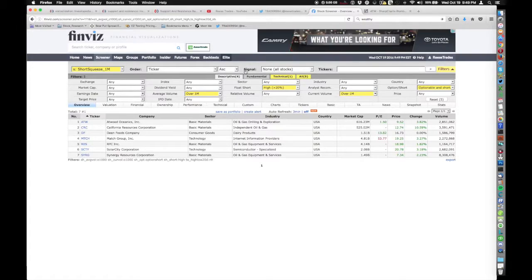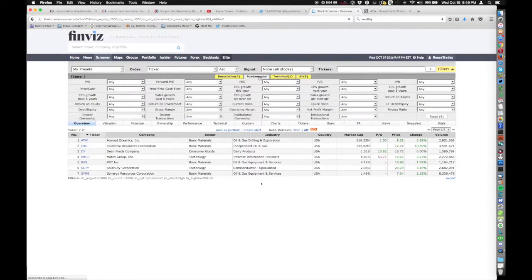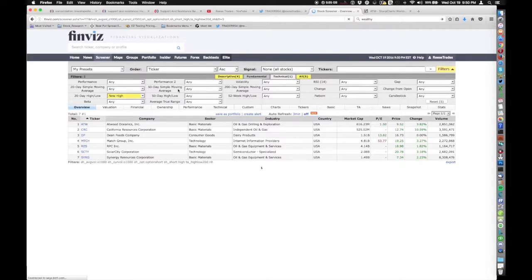Now, the beauty about Finviz is that you can pick your stocks in a couple of different areas. You have descriptive, which has 4 items checked off here. You have fundamental information, if you want to pick stocks based on price, EPS, return on assets, payout ratio, things like that. Or you can pick stocks based on technical information. A lot of technical guys do this: your 20-day moving average, your 50-day, your 200-day, RSI, gaps from the open.